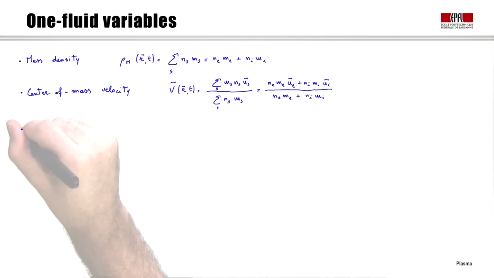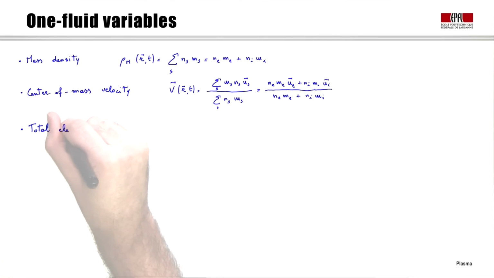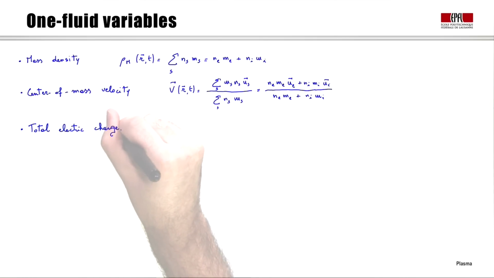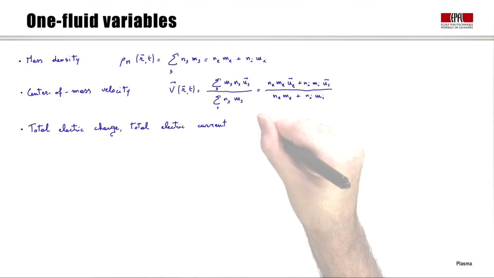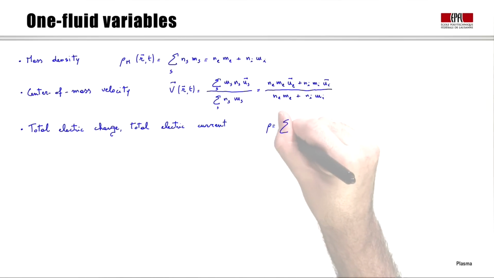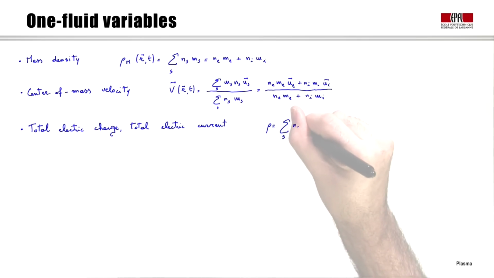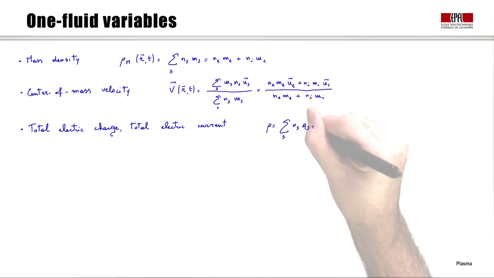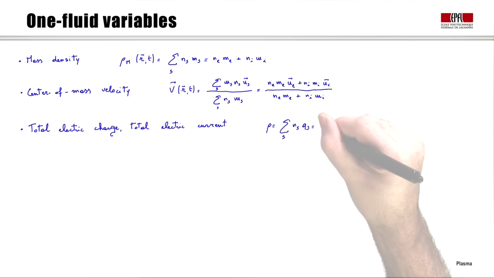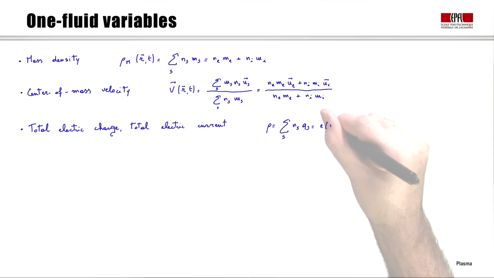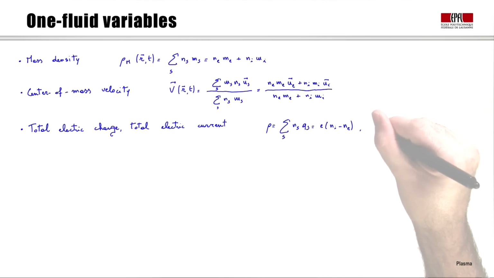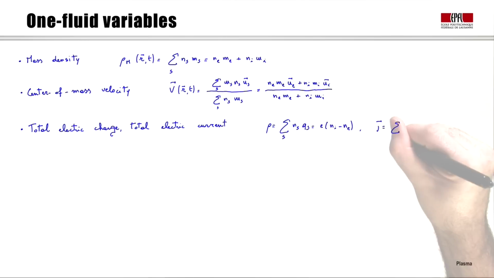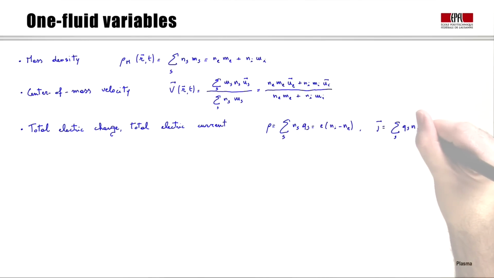Then there are the quantities related to the total electric charge and total electric current. We have somehow already introduced those in the previous slide. That will still be called rho, that is the sum over all species of n_s q_s. And for the case of one single ion species that is ionized only once, this will be given by e times n_i minus n_e. And for the current, we will have similarly the sum over all species of the current carried by each species.